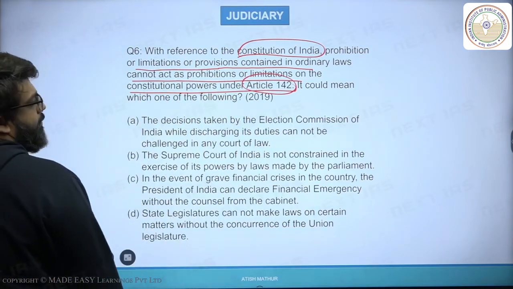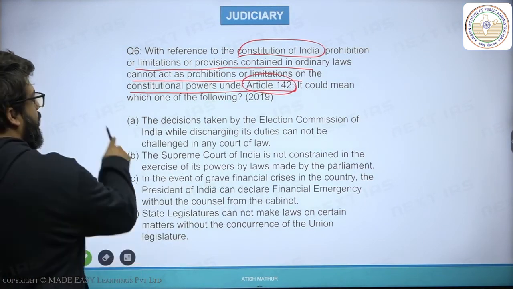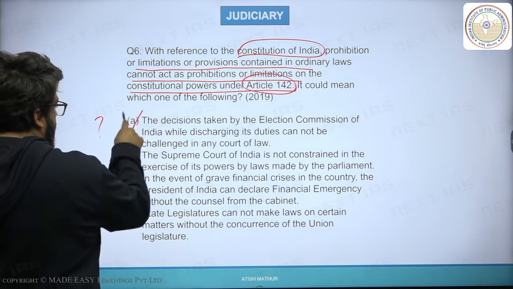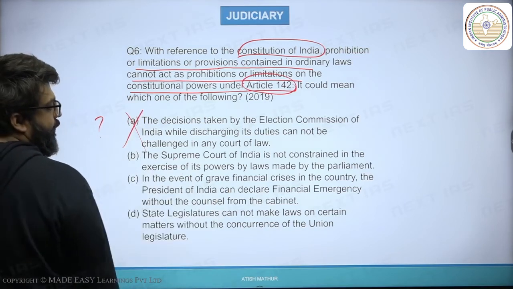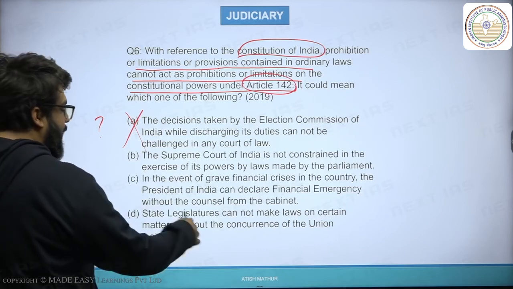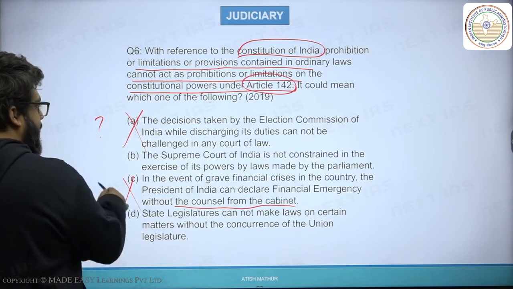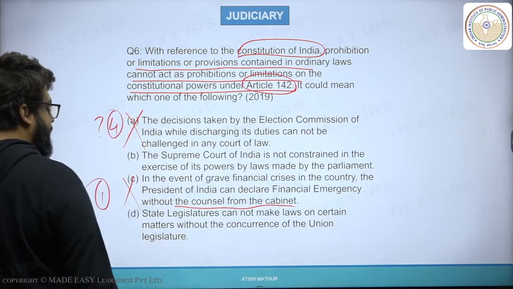The decisions taken by Election Commission while discharging its duties cannot be challenged in the court of law. क्यों भाई? Since why Election Commission to be given judicially immune? Wrong option. In the B पे बाद में आते हैं. In the event of a grave financial crisis, the President of India can declare financial emergency without the consent of the cabinet. Democratic mandate आपने violate कर दिया, rule number 1. यहाँ आपने rule number 4 violate कर दिया, checks and balances.